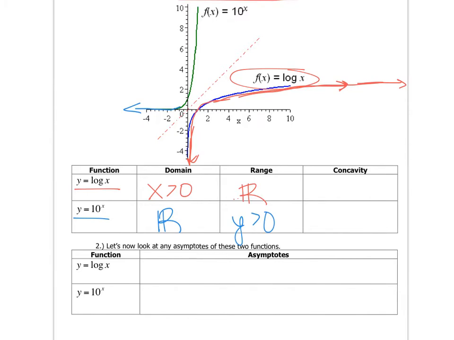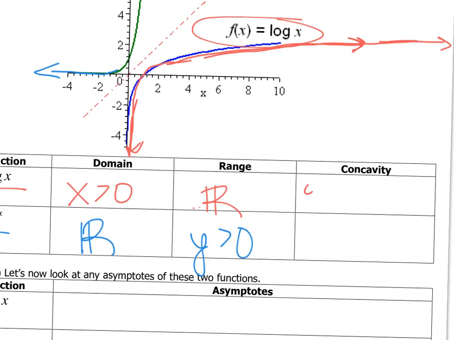For the log function, the concavity is down. But it is an increasing function. So remember the difference between those two things. The fact that it's an increasing function means the y values are getting bigger. It is concave down because the rate of change is decreasing.